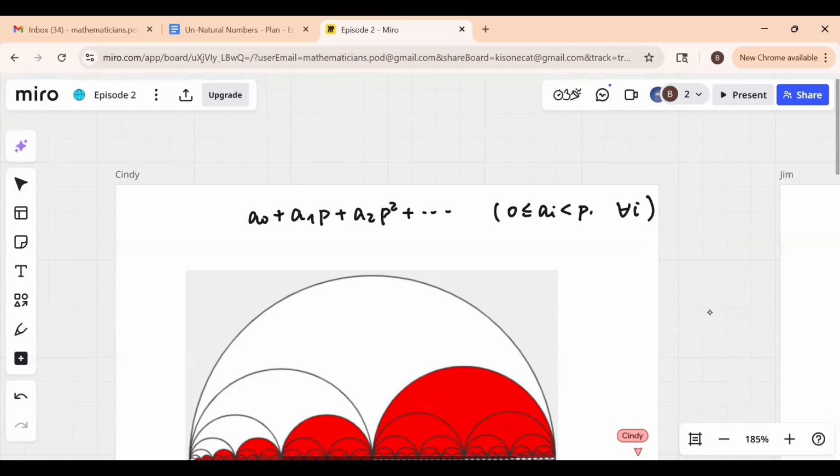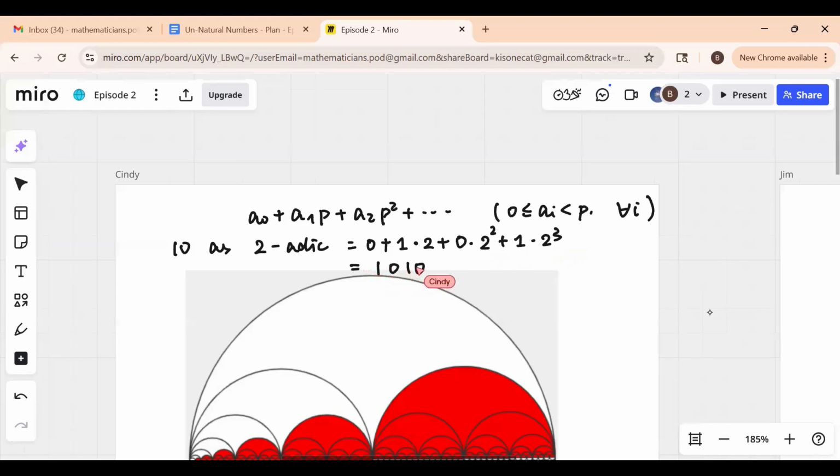For example, maybe we can start off by writing 10 as two-adic. 10 is 8 plus 2, so we're going to have 0 plus 1 times 2 plus 0, and so on. That's our first example of 10 as two-adic. We sometimes write this in array format, which is 0, 1, 0, 1. That's just binary, yes. Exactly, for two-adic, it is just like binary numbers.